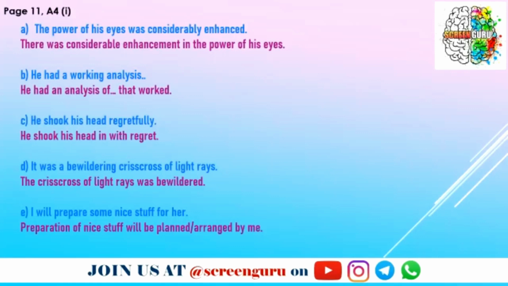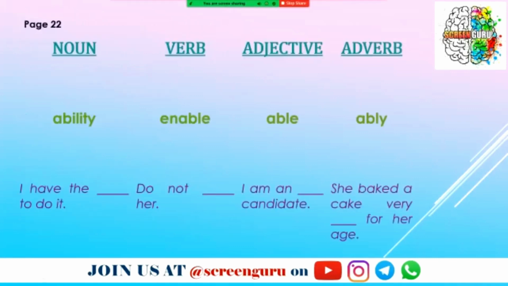It was a bewildering crisscross of light rays. Bewildering here again is a gerund which is used as an adjective. When you want to say bewildered, it will become a verb. It is the same as sentence number B. The crisscross of light rays was bewildered. I will prepare some nice stuff for her. Preparation of nice stuff will be planned or arranged by me. Let's go ahead to the next one.